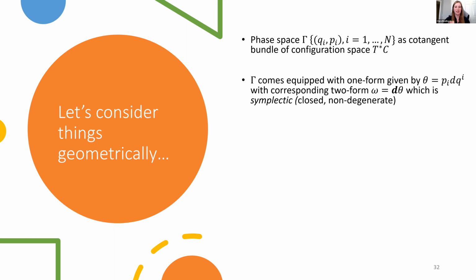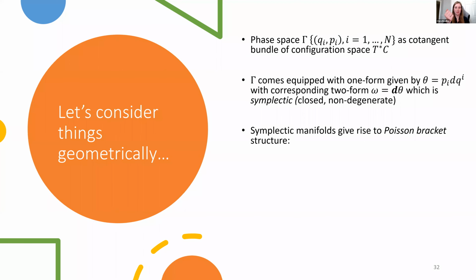And importantly, defining the phase space in this way means that it comes equipped with a one form given by just the momenta variable times the differential of the position variables, which comes with a corresponding two form omega, which is just the exterior derivative of this one form, which has the property of being symplectic, which means that it is both closed and it is non-degenerate.